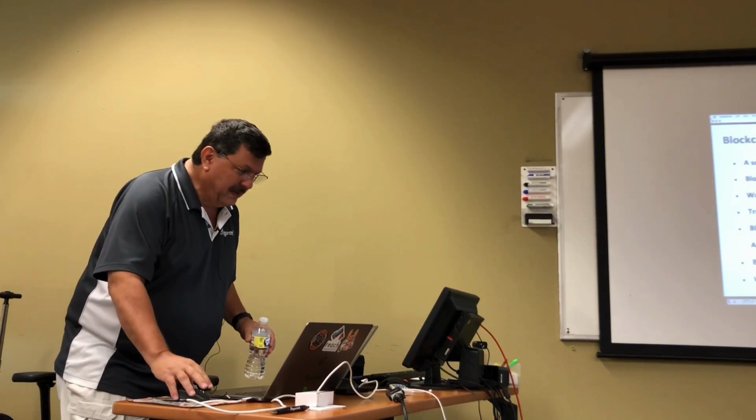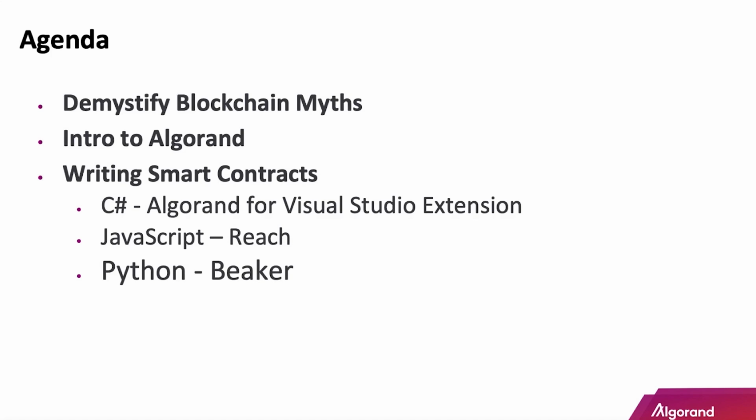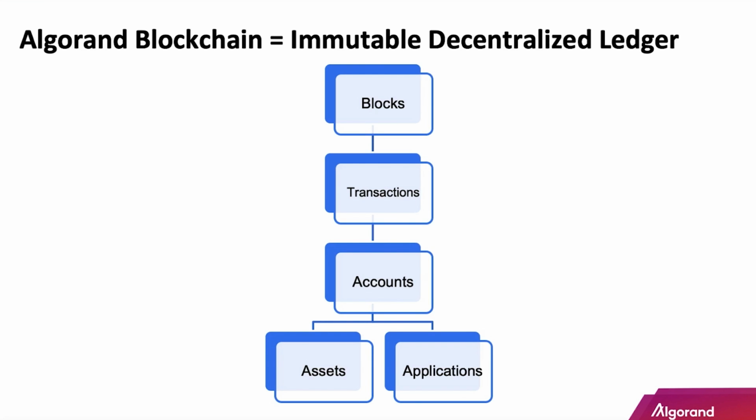So I recommend it. The agenda we're going to be covering here today: we're going to demystify these blockchain myths that we talked about. I'm going to give a little bit of intro on Algorand, and also on writing smart contracts. We're going to show you 3 different ways to do that here today. All of these are really the quickest ways to do it, but by far the first one is C# with Algorand and the Visual Studio Extension.